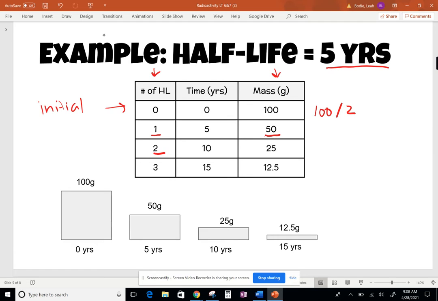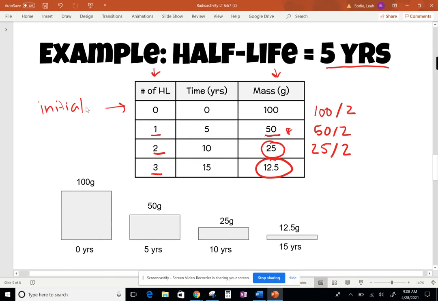And now after 2 half-lives, we're going to go ahead and divide this amount by 2 again. So we'll go 50 divided by 2. And so after 2 half-lives, we'll have 25 grams left. And now for a third half-life, same thing. We're going to take our 25 grams that we had, divided by 2, and that gets us down to 12.5 grams.